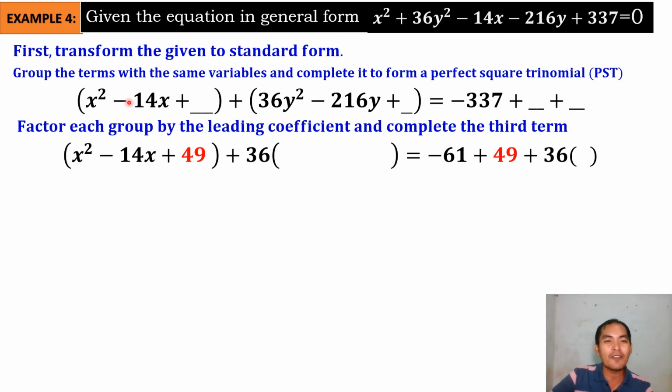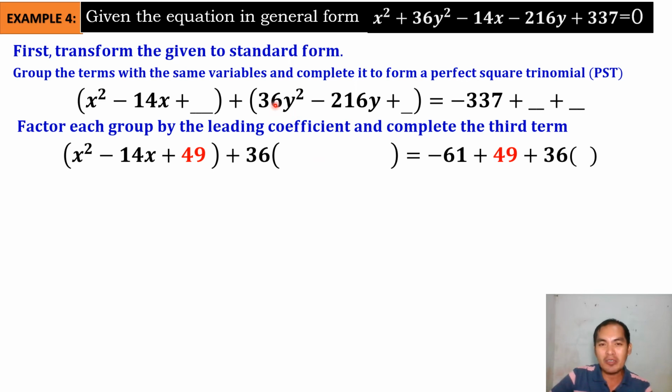While here, for the first term, ay makukuha na natin ang third term. Kasi 1 na siya. So, you always divide the middle coefficient. 14 divided by 2, always divide it by 2. 14 divided 2 is 7. Then, square it. 7 times 7 is 49. Yon. Then, ito na yung 49.